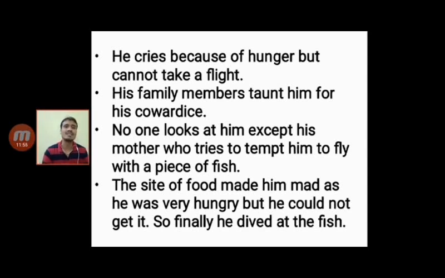So what happens? His family members taunt him for his cowardice. As he's not able to gather up the courage to fly, he is taunted so much. Taunted means किसी को ताने मारना, सुनाना. Cowardice is the lack of courage. A person who has a lack of courage will be called a coward. कायरता, जिसको आप बोलते हैं डरपोकपन. तो इसके लिए उसे ताने मारे जाते हैं.